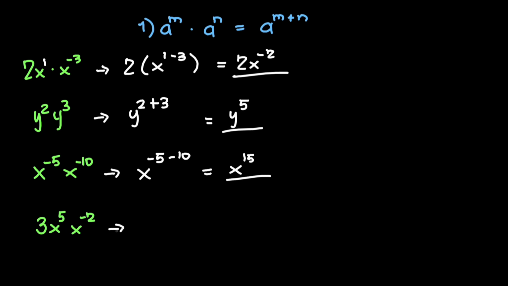3x raised to the power of 5 multiplied by x raised to the power of negative 2. It would be 3 multiplied by x raised to the power of 5 minus 2. So it will be 3x. 5 minus 2 would be 3.